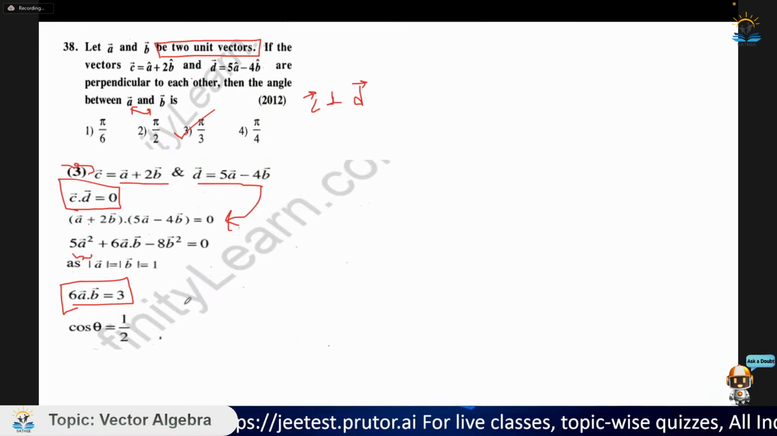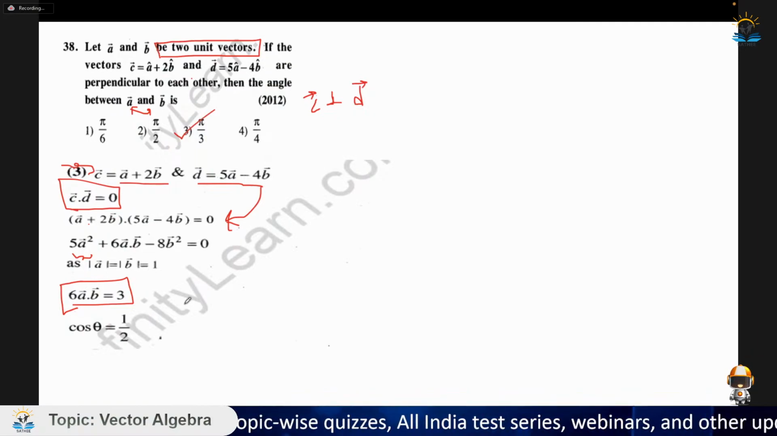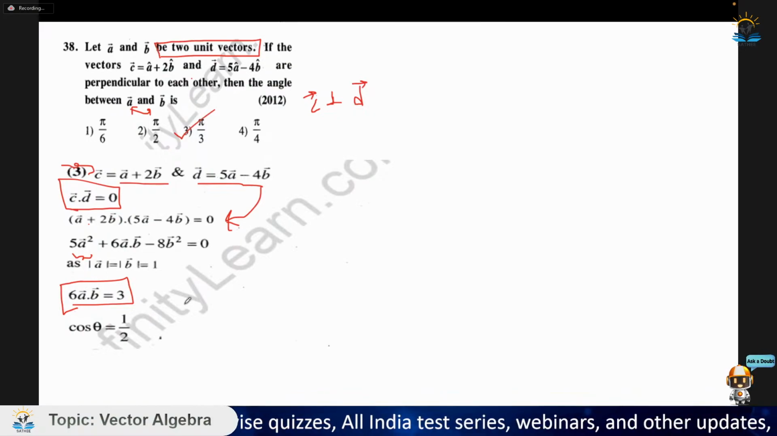If this sum is equal to 0, and if it implies that the only solution to this is k1 is equal to 0 and k2 is equal to 0 up to kn is equal to 0, then we say that vectors x1 vector, x2 vector, xn vector are linearly independent vectors.